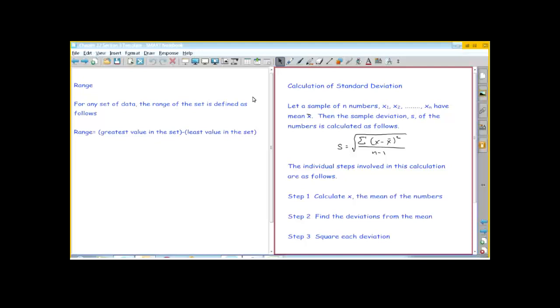So we'll go through an example. You'll see how it works. So the first step is you have to calculate the mean of the numbers. The second step is you find the deviations from the mean.